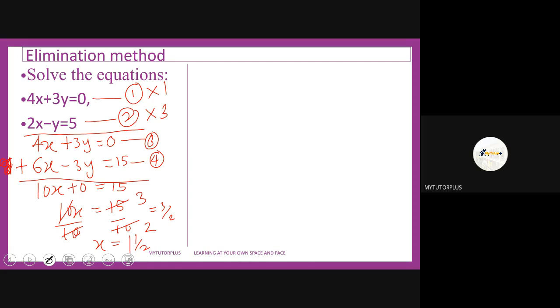Is this clear to an extent? Yes. Can I move on to the next stage? Sir, please, can you keep your answer as an improper fraction? No, it is always preferred to solve it to the lowest level, that is the mixed fraction. Okay.